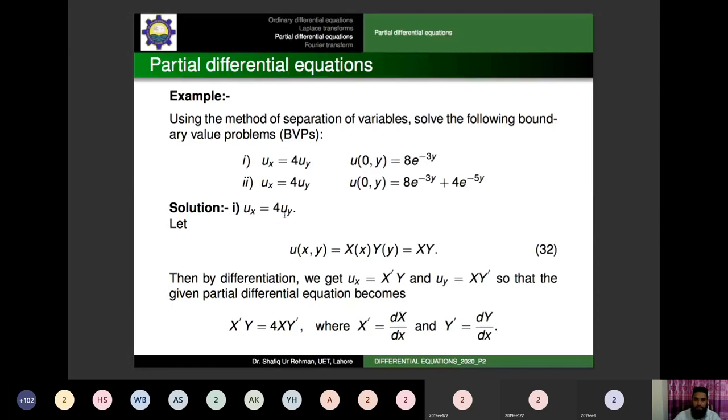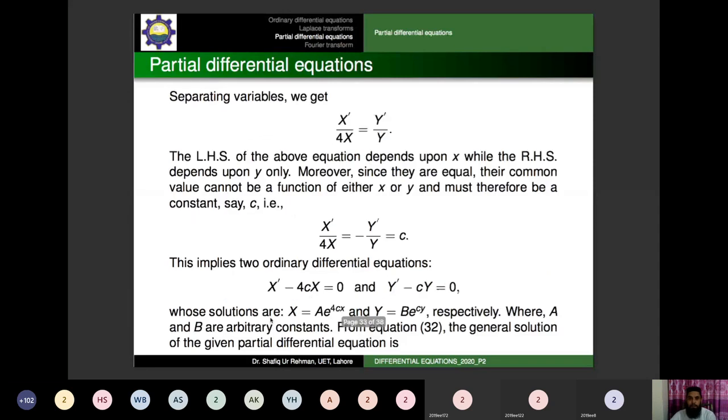u x is equal to 4 times u y. So u x is going to be replaced by X prime Y, and u y is going to be replaced by capital X times capital Y prime. Plug in there, and you will be having this equation. Then the very next step is going to be the separation of variables. Separating variables, we will be having X prime upon 4X is equal to capital Y prime upon Y. And with the same argument, every time you need to look into this wording.